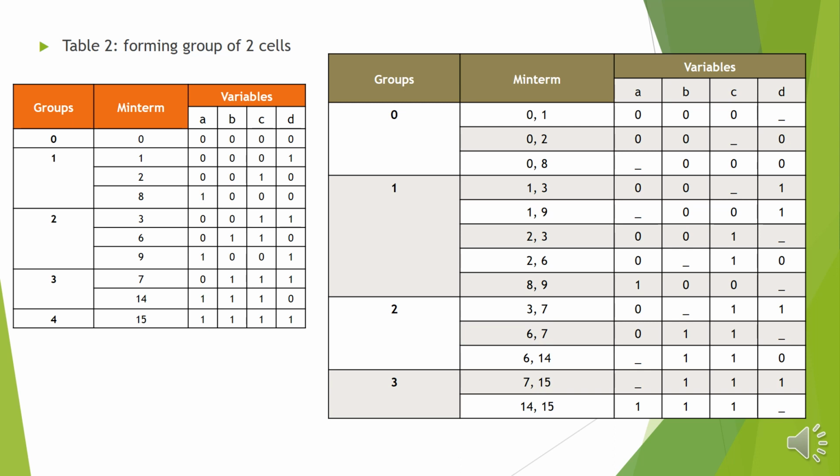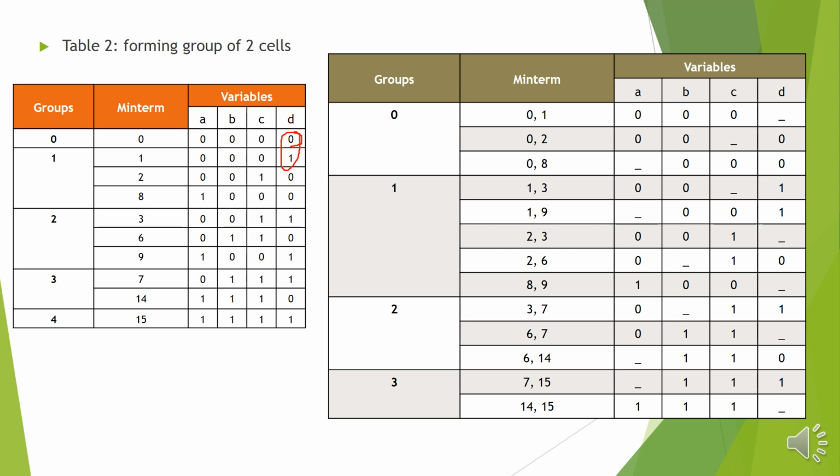Then table 2 will be formed by looking at table 1 once again, which will give you groups of 2 cells. How? Let us check. If you treat group 0 as group n, then you need to compare all the elements of group 0 with group n plus 1, that means group 1. Now 0 is compared with 1. Only D is the variable that changes; all the other 3 variables are the same. Then it forms a group called logical adjacency, 0, 1.